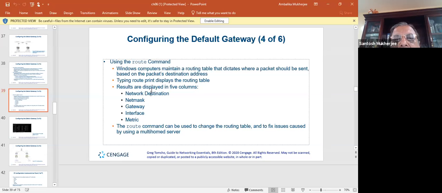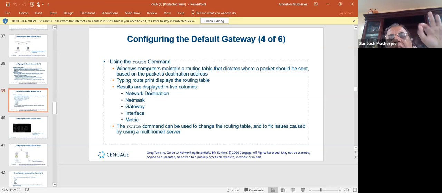So the route command basically gives you the routing table that indicates where the packet should be sent based on the packet's destination, which address it should be sent to, and it also displays the routing table in 5 columns. So what is the network destination? What is the network mask? What is the gateway? What is the interface? And what is the metric? At what speed is it going? So the 5 things are given by the route command.